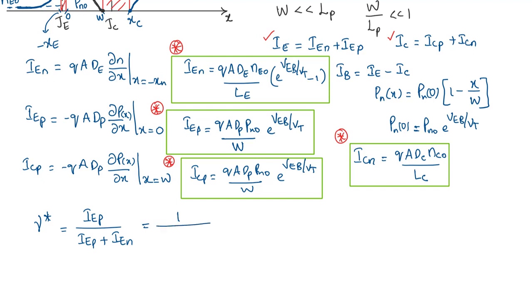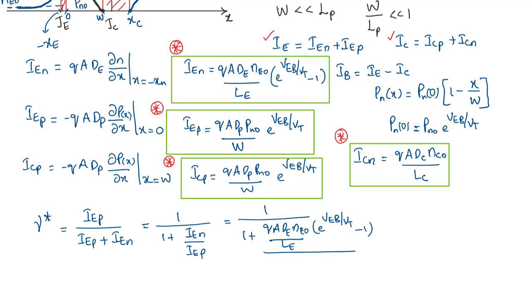We can rewrite this as 1 over 1 plus IEN over IEP, which is equal to 1 over 1 plus IEN, let's substitute this value here, divided by the IEP, which is QADP Pn0 over W times e power VEB over VT. Now we know that the emitter junction is in forward bias, in which case this term would be approximately equal to this term, because this one would be very small compared to this exponential value as it is in forward bias. So in that case, we can cancel these two terms, and Q and A are common.